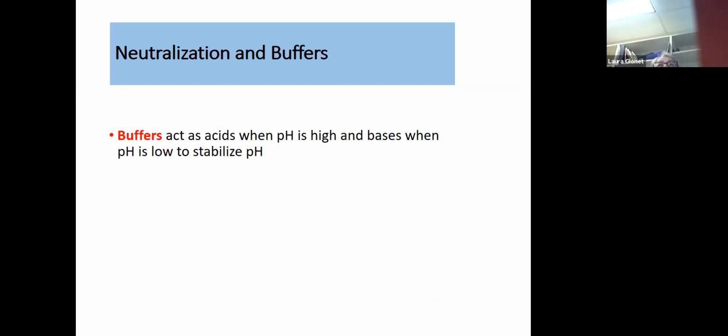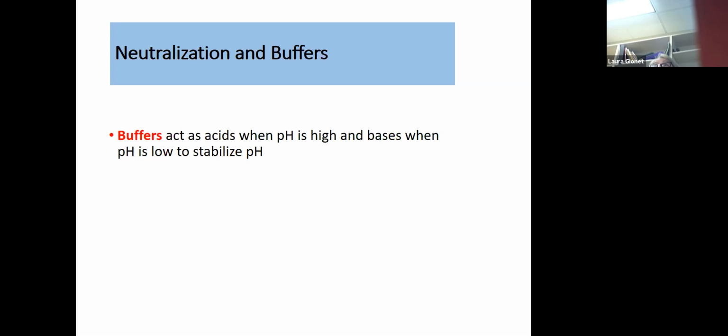Neutralization and buffers. Buffers act as acids when the pH is high and bases when the pH is low to stabilize the pH of a solution. So buffers, in every area of the body, there's an optimal pH range, as I described before, optimal pH and temperature that tissues and cells like to live at. And that's true of viruses, as we well know now, and bacteria as well.